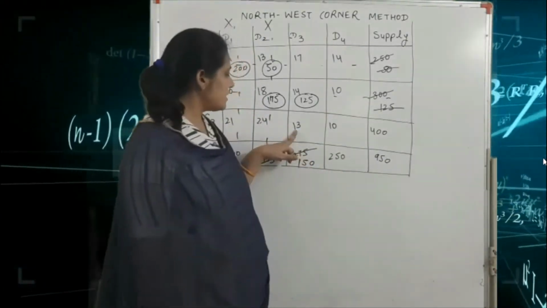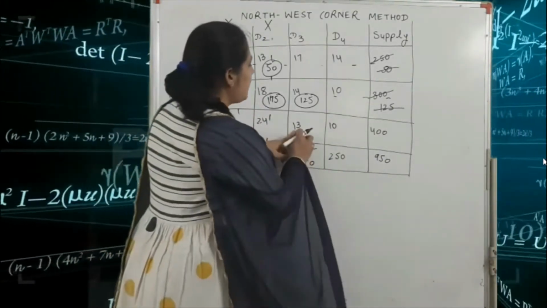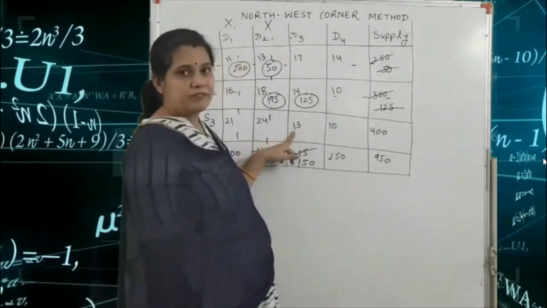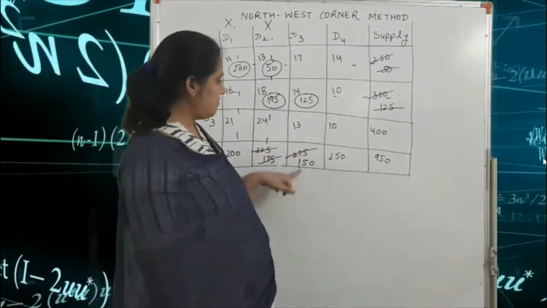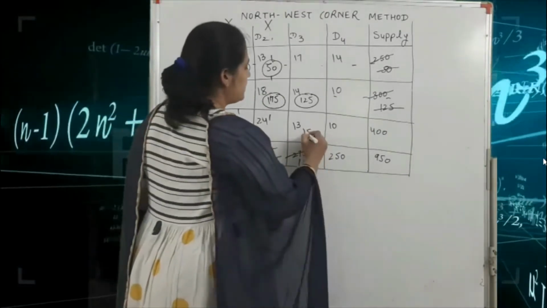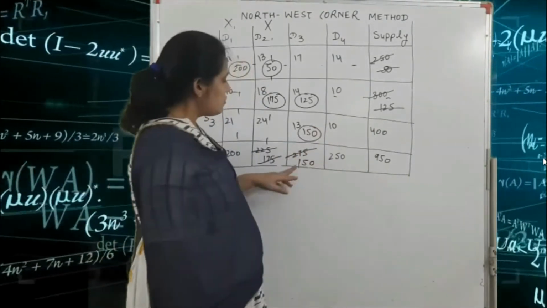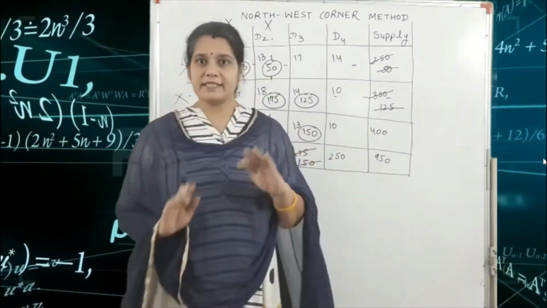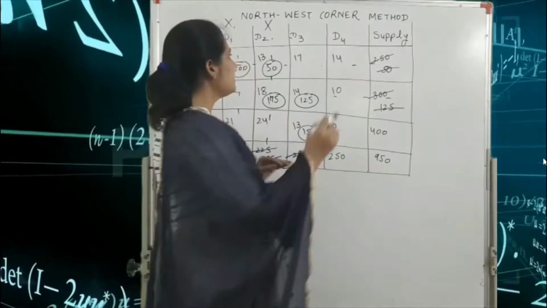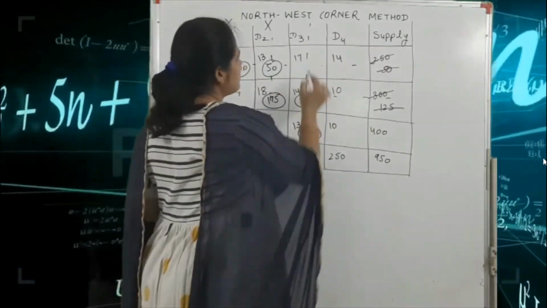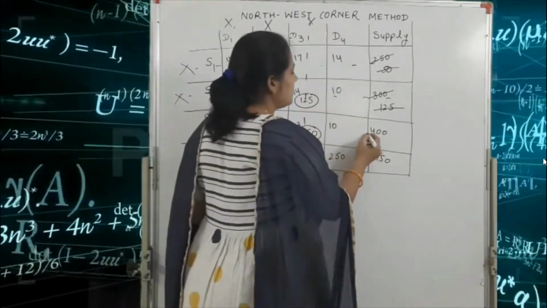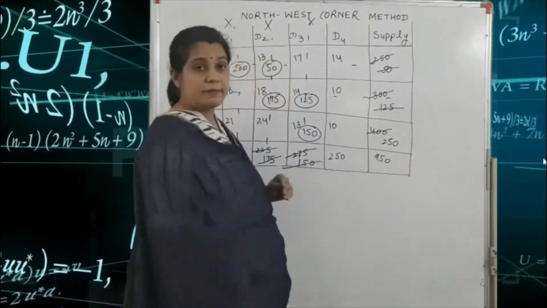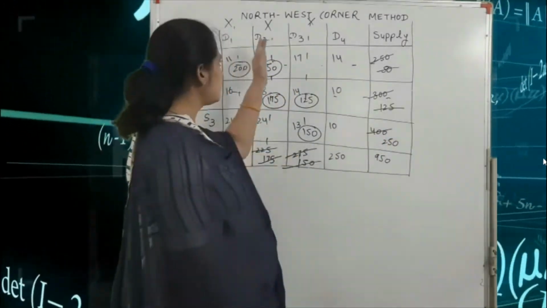According to 13, your supply is 400 and your demand is 150. So what is the minimum value? The minimum value is 150, so you write 150 here. That means this 150 demand is satisfied. Got it? So the third column is cancelled, and you write here 400 minus 150, that means 250 remaining.